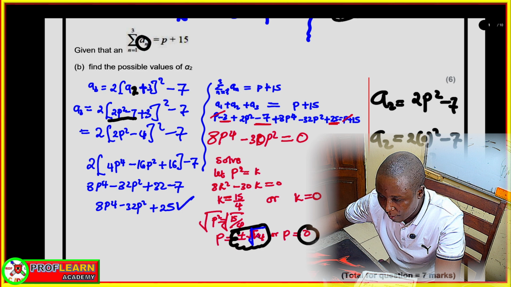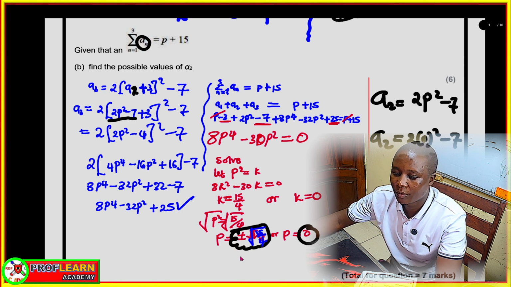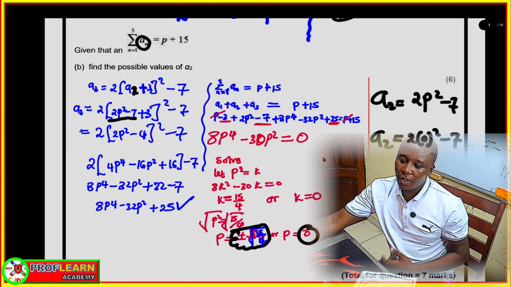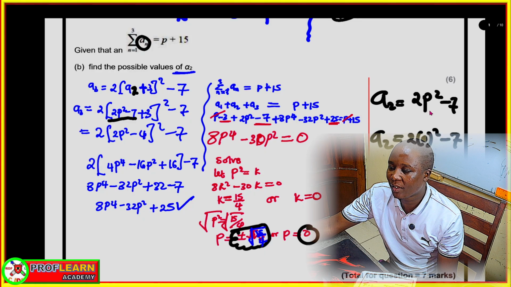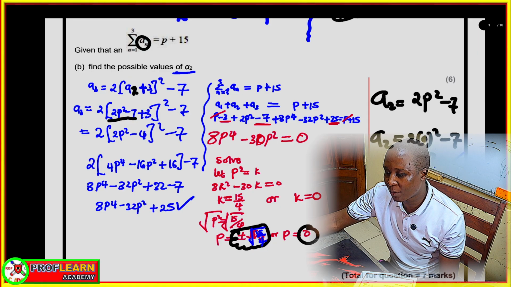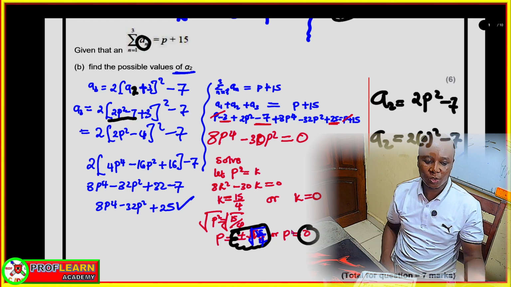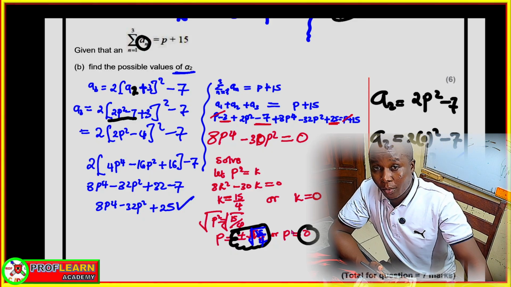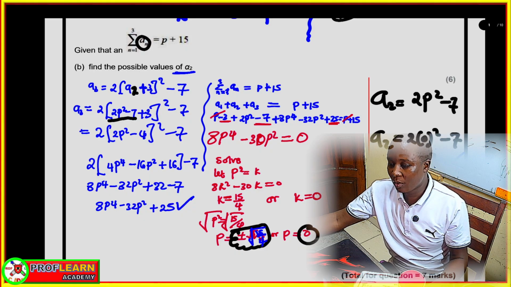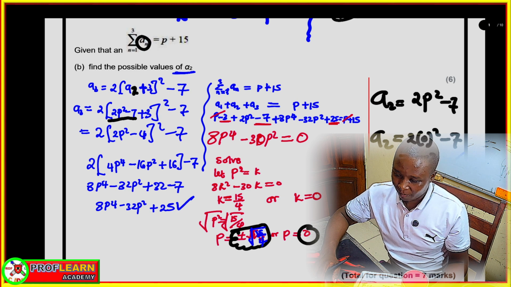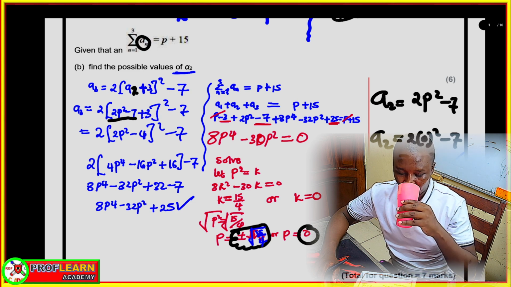Root 15 over 4. Yeah, then meaning that if we are finding two possible values of A, it is when P is 0, so we are going to have 2P squared minus 7, but P is 0, so this is going to be minus 7. When P is root 15 over 4, you substitute it here. Remember, it's plus or minus, because anytime you find the square root of a number, it's either plus or minus, but when you square that, because P is squared, it becomes a positive value, and you're going to get your answer as a half.